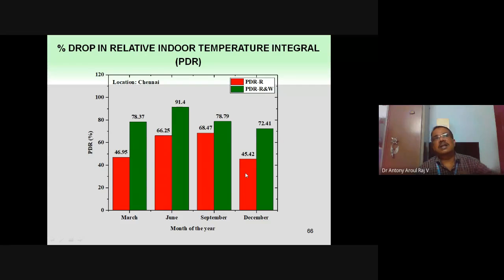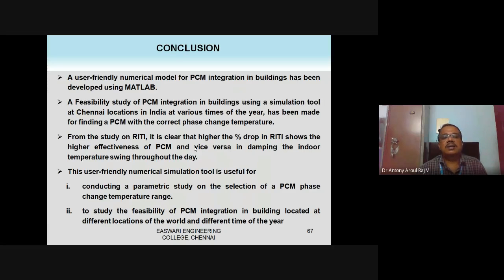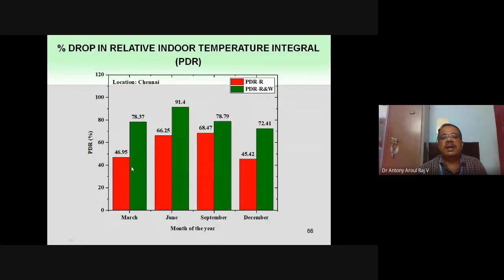This is what we have done for Chennai. Like this, it can be done for any location in India. In fact, we have done it for 5 locations in India, and we have submitted that paper to the journal. So that is how we conclude.